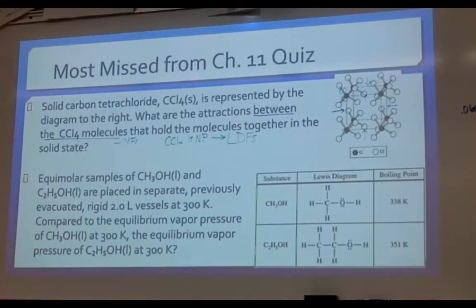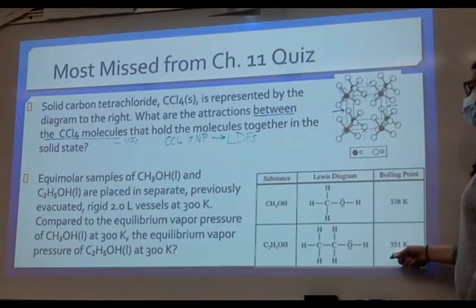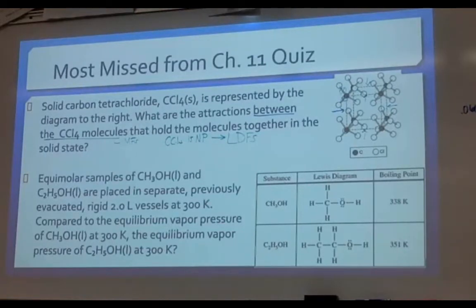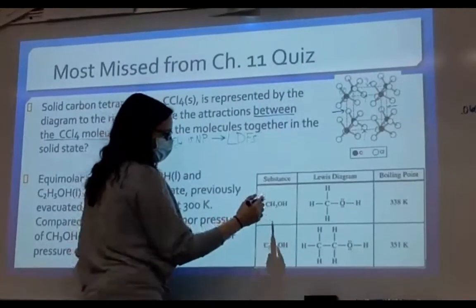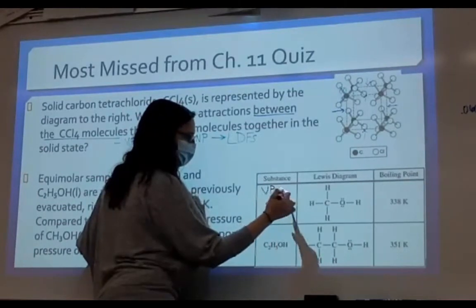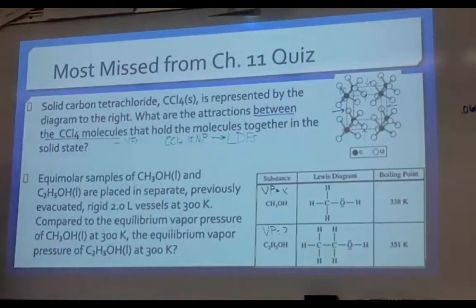The second one: equimolar samples of CH3OH and C2H5OH are placed in separate containers. Compared to the vapor pressure of CH3OH, what is the vapor pressure of C2H5OH? This was multiple choice, and it said things like higher because, lower because. You had to pick it and give the right justification. So if we give CH3OH a certain vapor pressure, say X, it wants to know how C2H5OH's vapor pressure will compare.